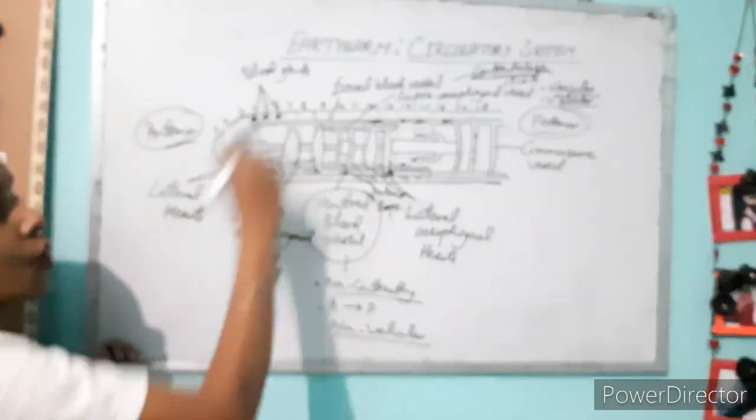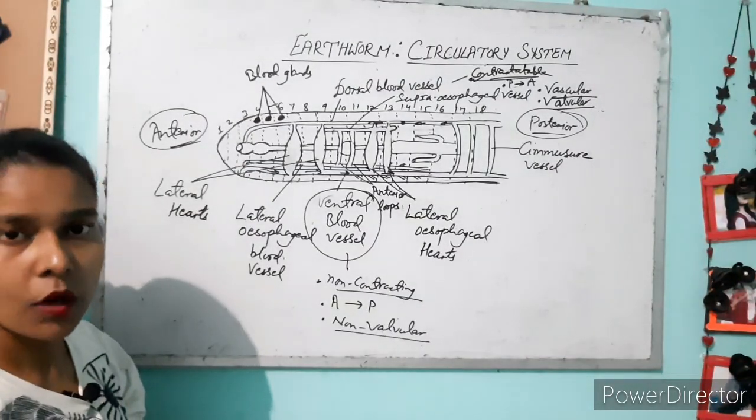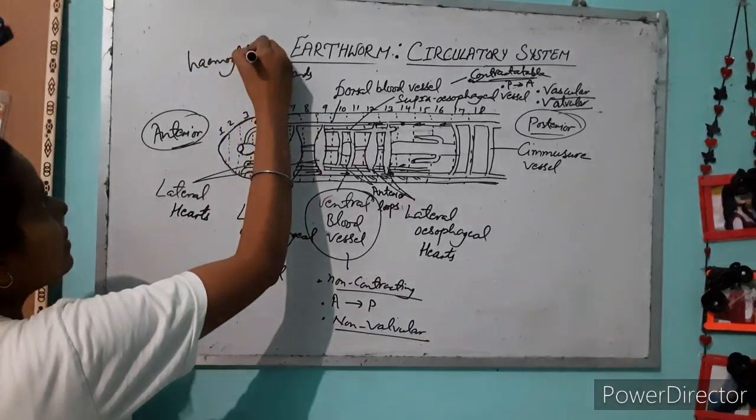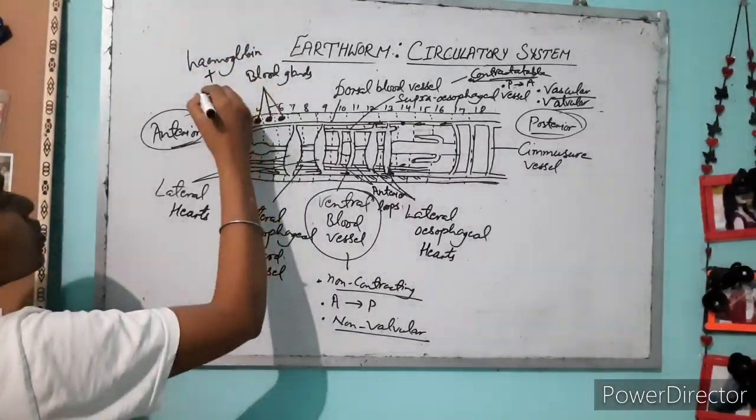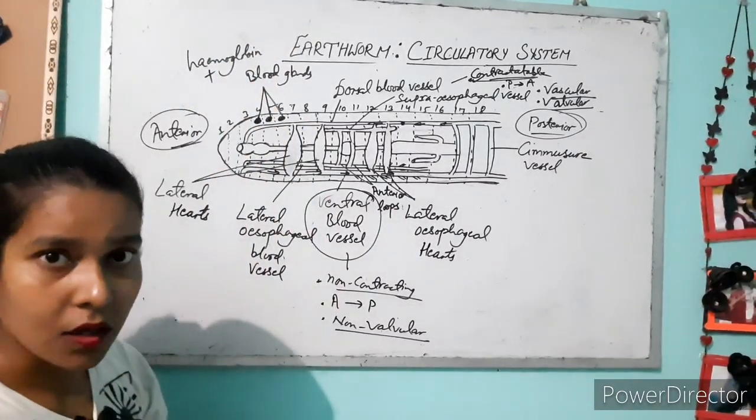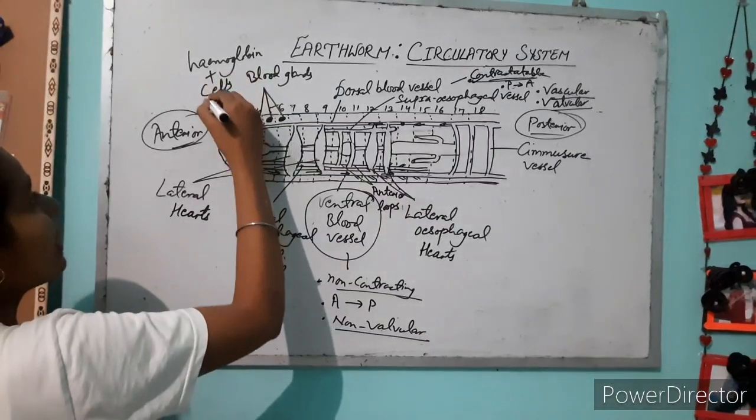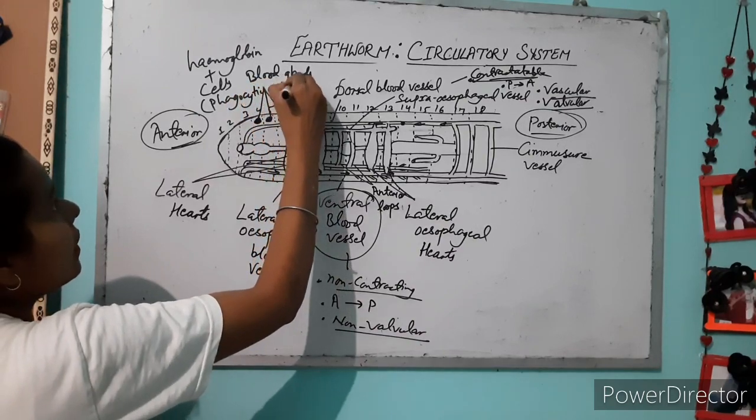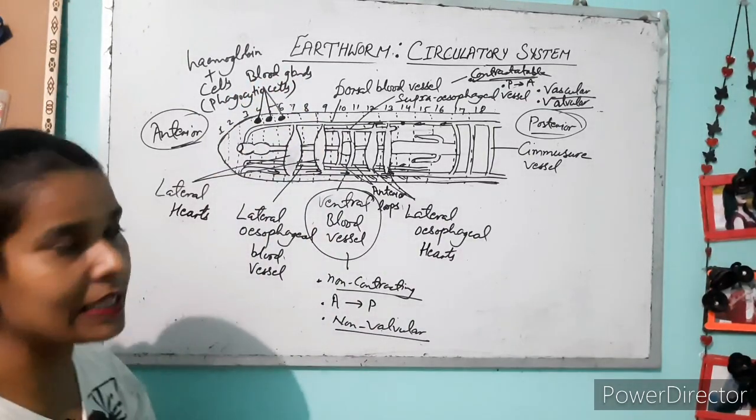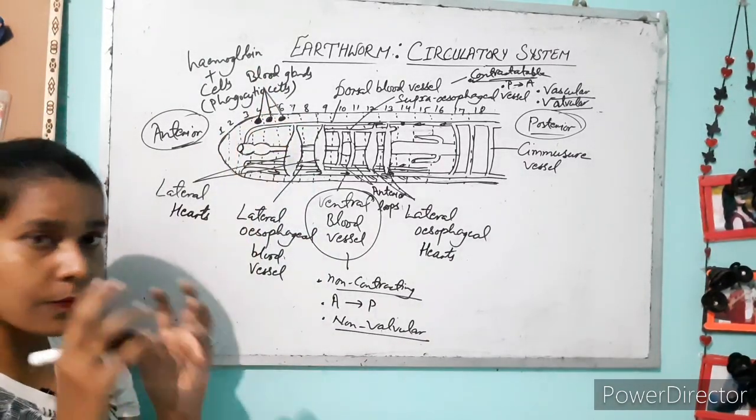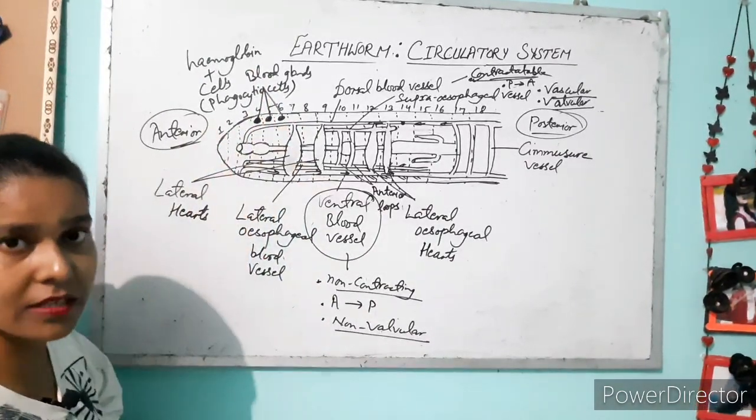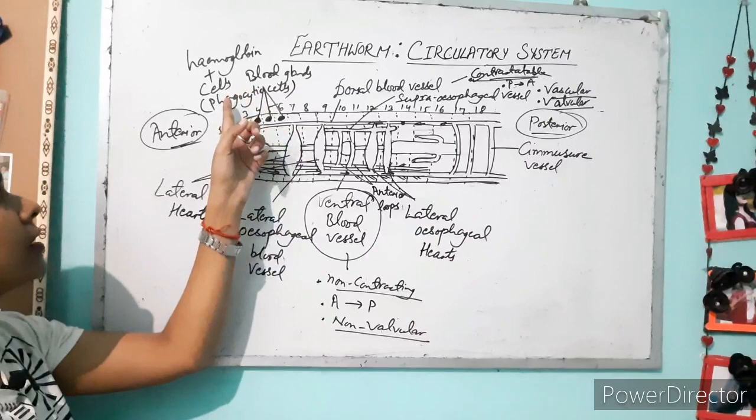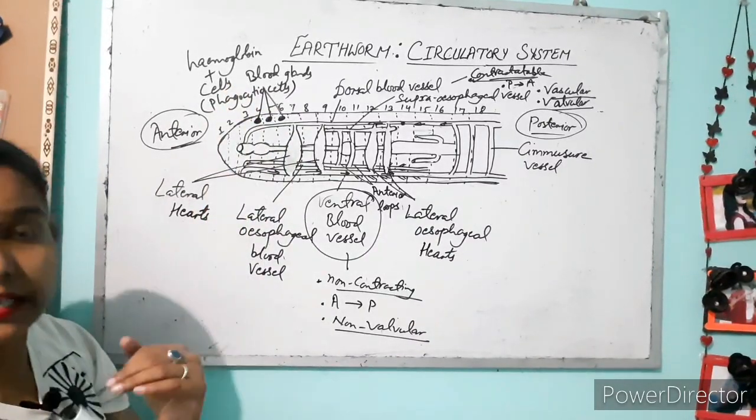These blood glands produce hemoglobin, they synthesize hemoglobin, and they also produce cells, and those cells are known as phagocytic cells. The blood glands present in the 4th, 5th and 6th segments synthesize hemoglobin and the phagocytic cells.